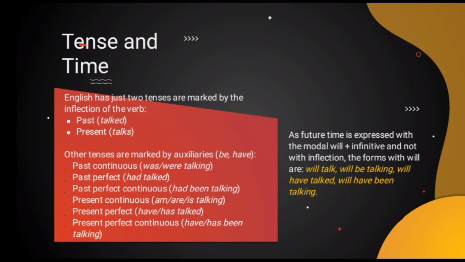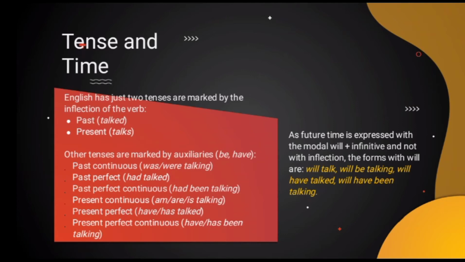Past perfect, we use had talked. Past perfect continuous, we use had been talking. Present continuous, we use am, are, or is talking. Present perfect, we use have or has talked. Present perfect continuous, we use have or has been talking.